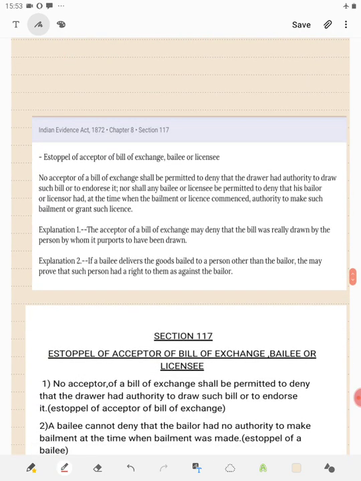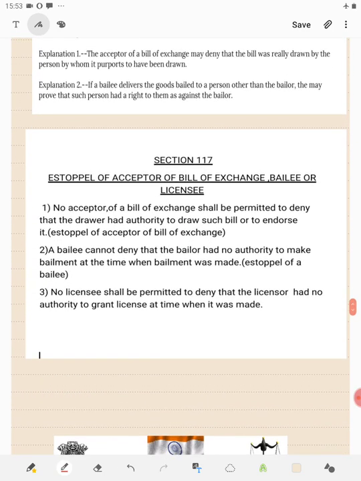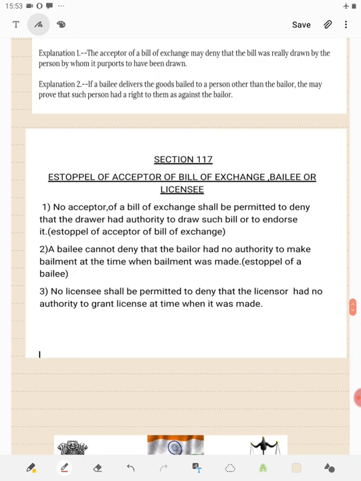Now, section 117 basically consists of three things. What it says is, one is estoppel with regard to the acceptor of a bill of exchange. So no acceptor of a bill of exchange shall be permitted to deny that the drawer had authority to draw such bill or to endorse it.